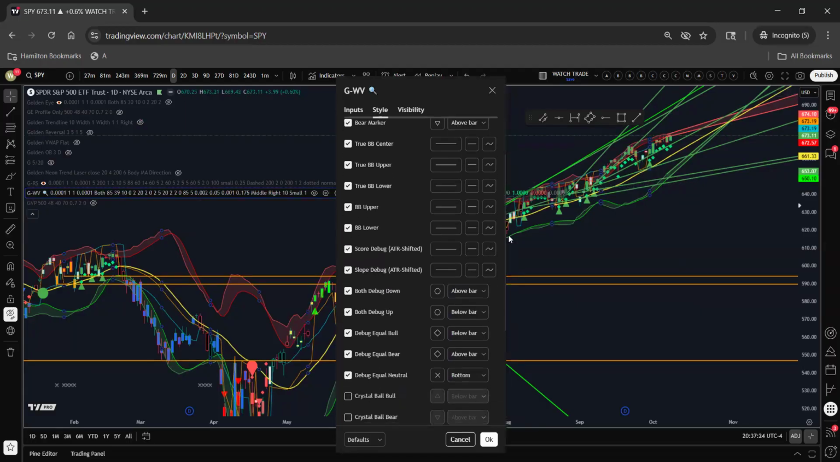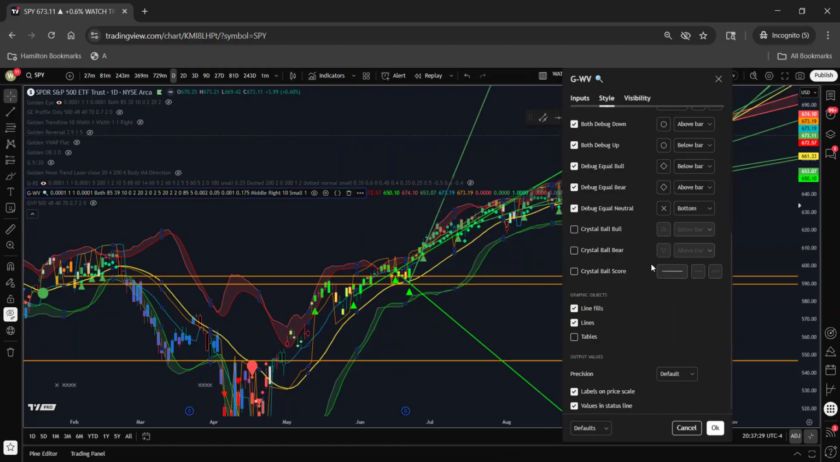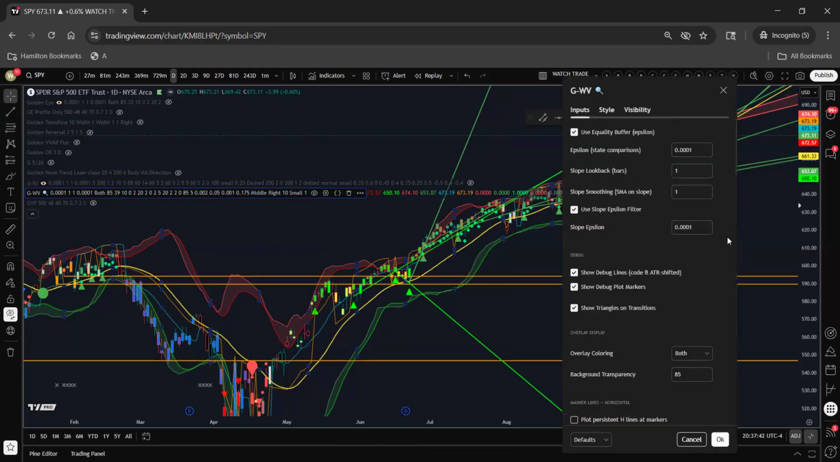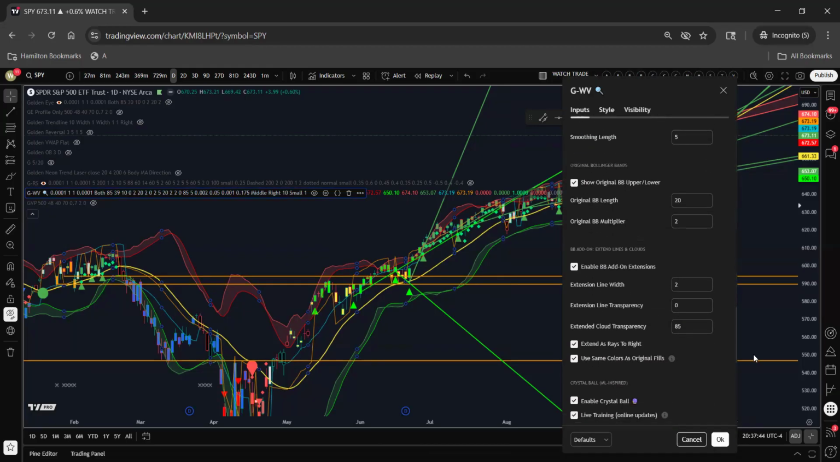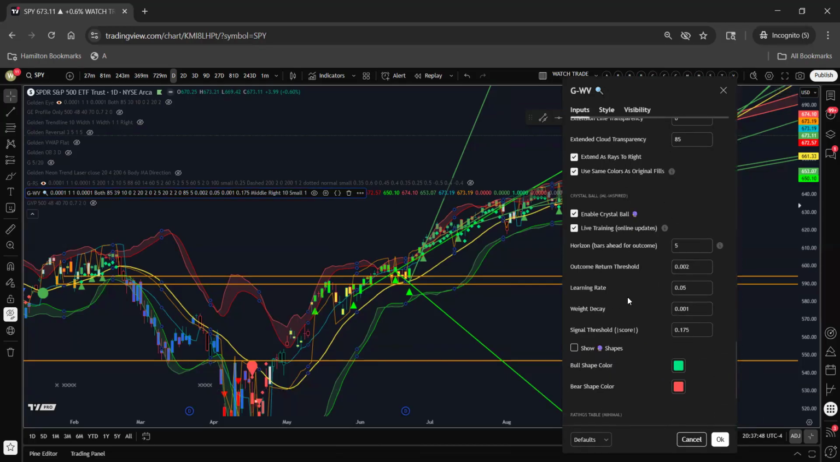Let's see what other features this indicator has. It has a crystal ball feature. And this is, let's throw it on, this is AI, this crystal ball feature. So these are buy and sell signals that are going to come from machine learning. I embedded AI into this indicator for your benefit. So once you click show shapes, it's going to show you.